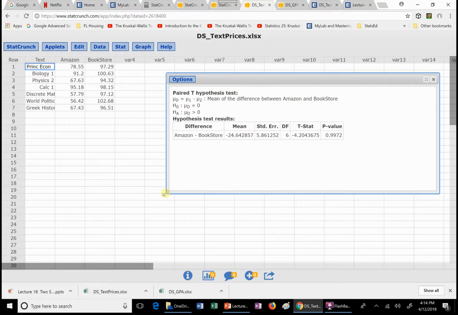Okay, that could be one way. But no, actually the mean's the mean. This is actually Amazon minus the bookstore. That part's negative. That wouldn't throw me off. What is it that would throw me off?